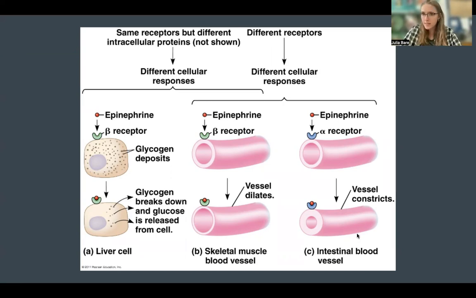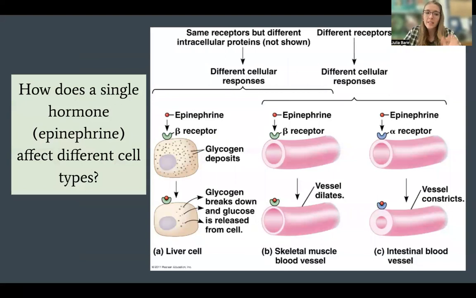Now, in the same breath, in the intestinal blood vessels, epinephrine triggers a different response because there's a different receptor. In this intestinal blood vessel, epinephrine is going to cause the blood vessel to constrict. Why would we want less blood flow to our digestive system during the fight or flight response? Because you don't need to digest a sandwich while you're running away from a snake, right? So epinephrine is going to be involved in a variety of different signal transduction pathways depending on what cell is receiving the signal. So how does a hormone affect different types of cells?